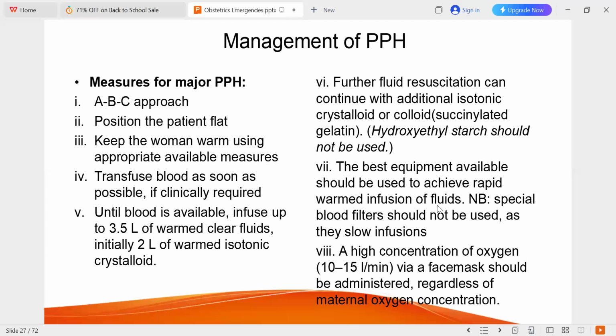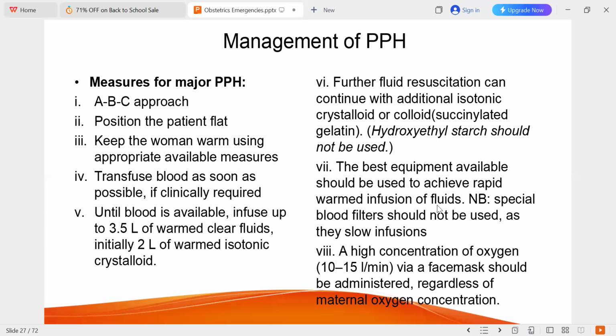Note that you want to rapidly transfuse blood. So blood-giving sets with special blood filters should be avoided because they tend to slow your transfusion. More importantly, instead of using a central line in this patient, you want to use a large bore 14G. For rapid transfusion, I avoid the central line because the triple lumen catheters are small in caliber diameter. So you want to use a 14G because here time is of the essence. You want to get as much blood back to the patient.